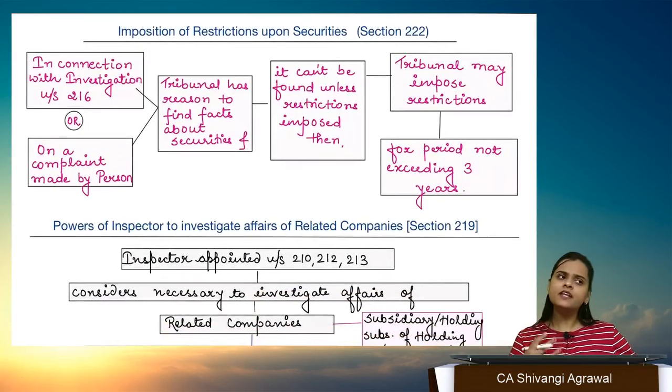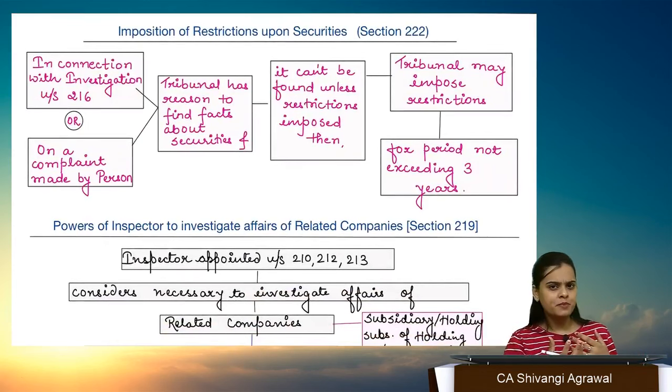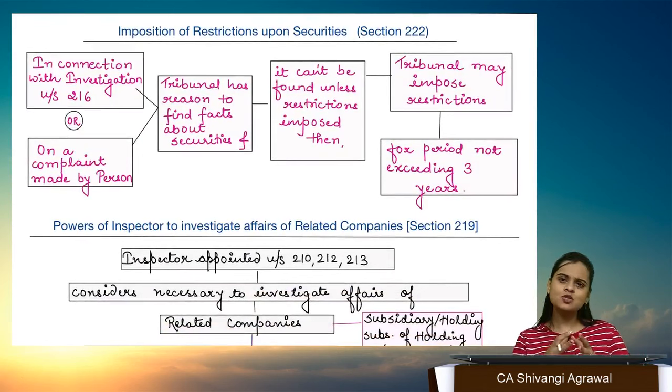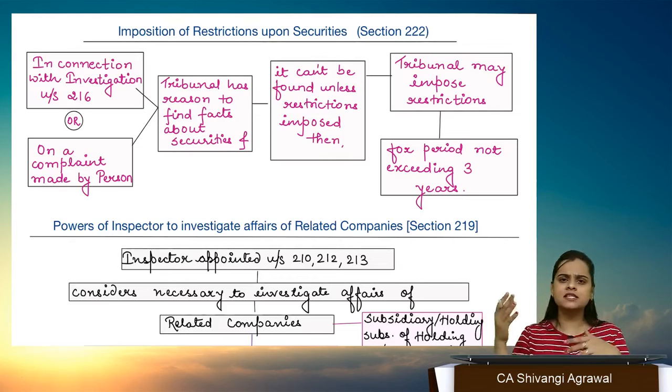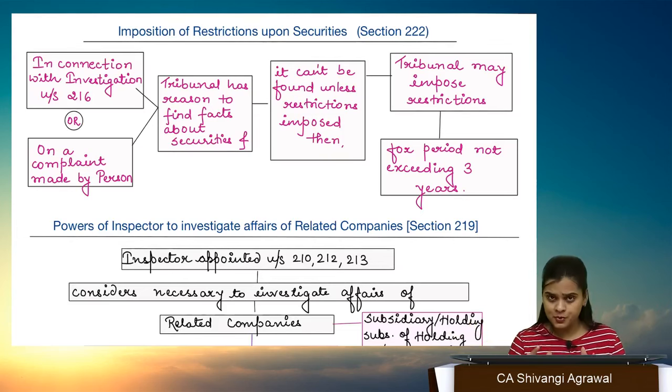Now, when you are discovering about the membership or the ownership, it may so happen that you want certain restrictions to be imposed upon securities. You want to find out who the security or where the benefit is going. And before you could reach that person, the transfer of securities is taking place from one person to another, another to another. So you want this to break.